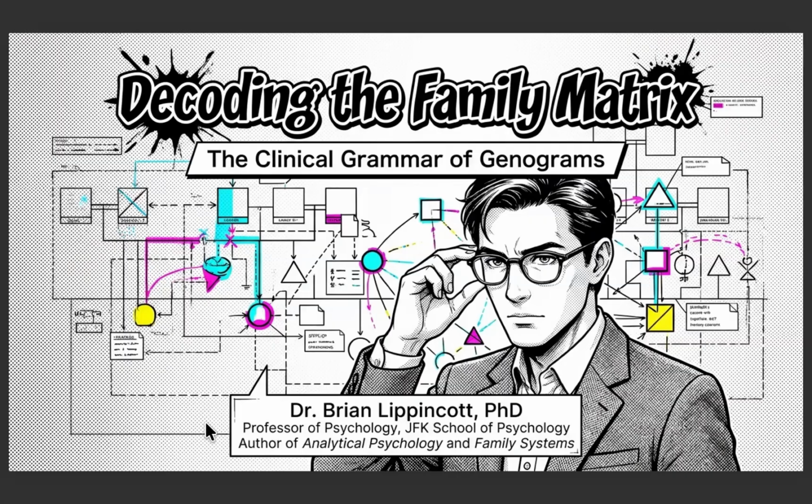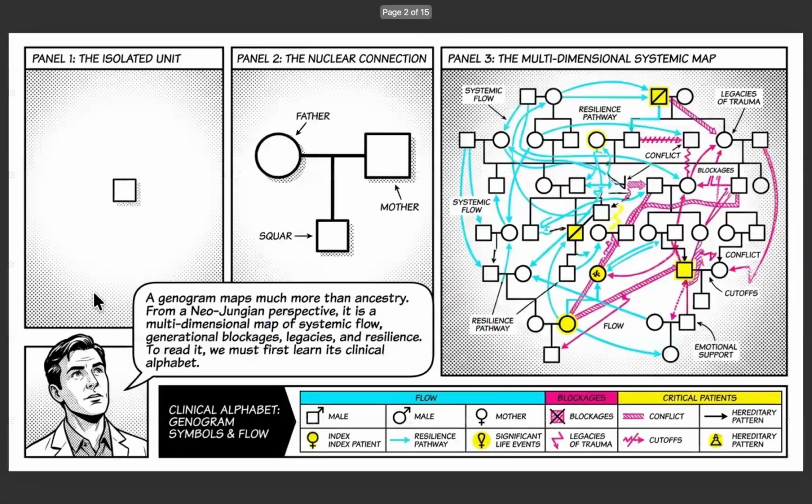Okay. So, a genogram maps much more than ancestry. From a neo-Jungian perspective, it's a multi-dimensional map of systemic flow, generational blockages, legacies, and resilience. Especially resilience, we're always looking for. To read it, you must learn its clinical alphabet. Panel 1, the isolated unit, is a square or a circle. Or we'll have discussed transgender people, how that would appear in a second.